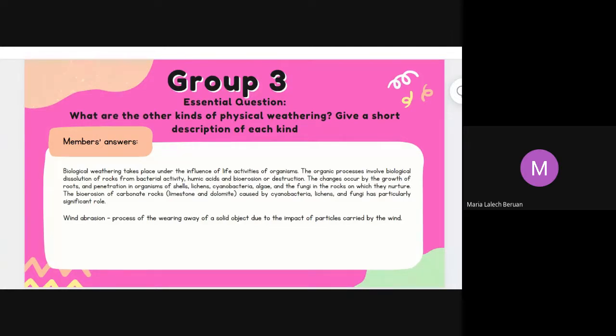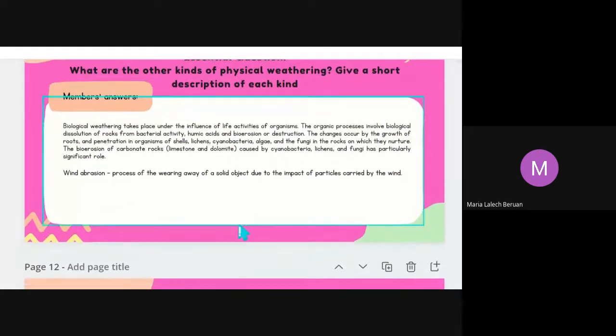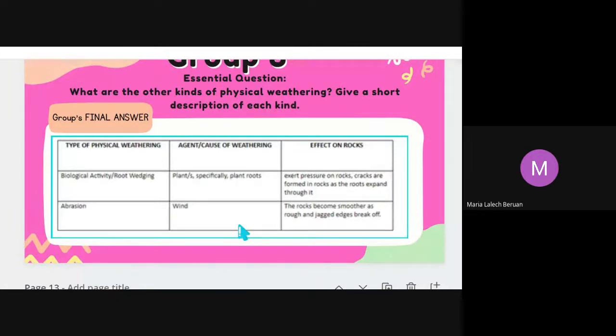And next is why biological activity and wind abrasion are under physical weathering. Biological activity and wind abrasion are under physical weathering as they include the use of physical characteristics such as the presence of wind and plant movements. This process both changes the rock's physical form without changing its chemical composition.